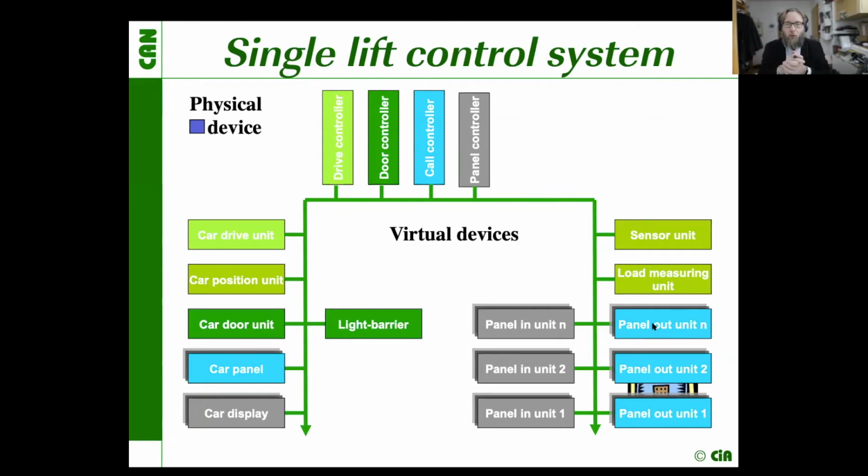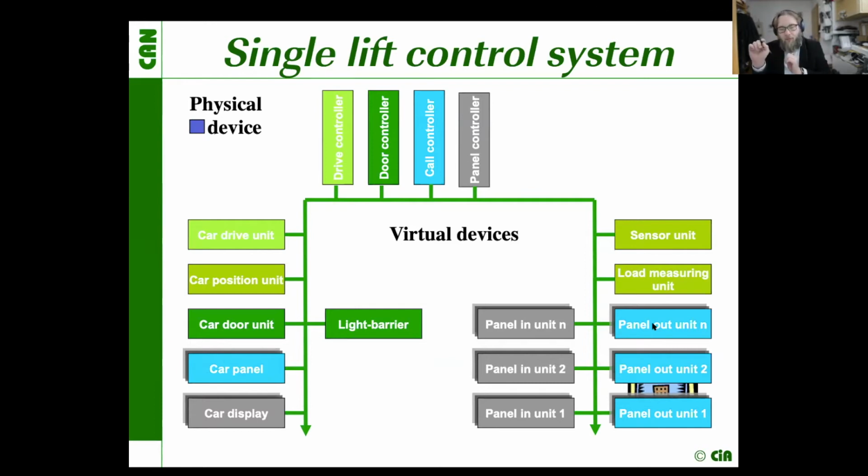We have, of course, controllers: the drive controller for positioning the car in the lift, a door controller for controlling the doors, open, close, the call controller, which handles all the calls, and of course, a panel controller. So that means we have all those different devices or functions, or as we call them, virtual devices. We call them virtual devices because we don't specify how they are implemented physically. So we don't say this needs to be a physical device and that needs one. No, that's a market decision.